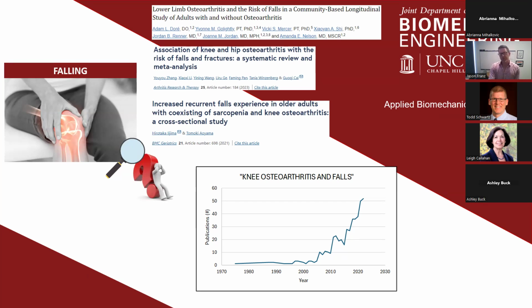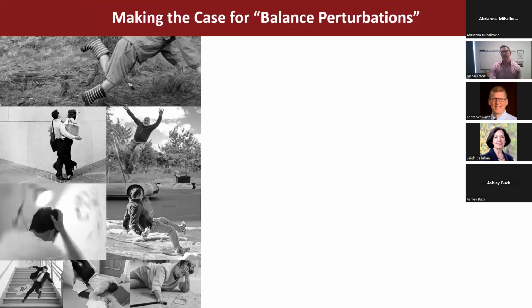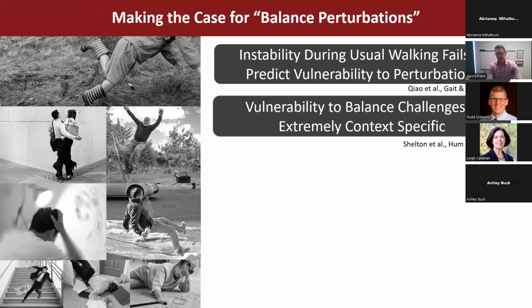As I share with you a protocol that I'm really excited about, finding new ways to deploy this, I'm thinking this might be a good opportunity. It is going to use balance perturbations. Balance perturbations, I think, are very, very important for a number of reasons. The foremost: instability that you would measure during usual walking fails to predict how vulnerable one might be if something unexpected happens in the community.